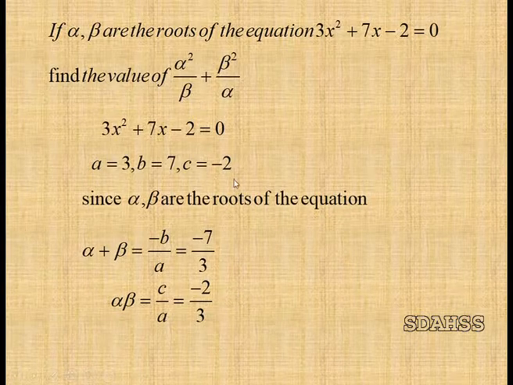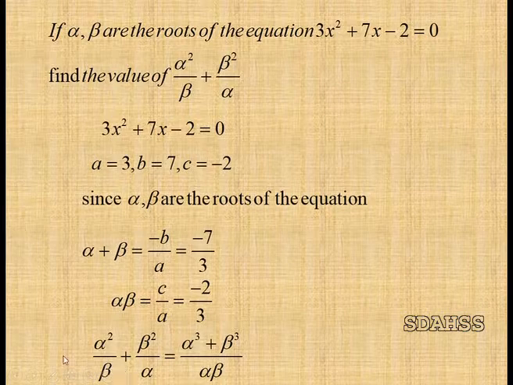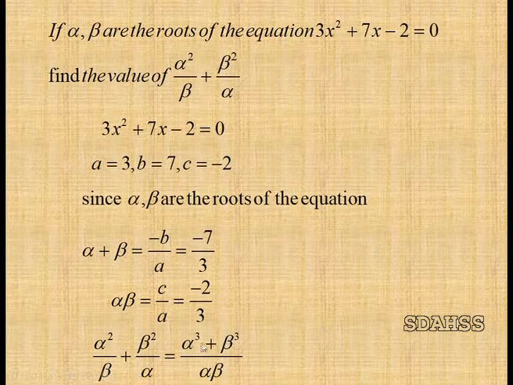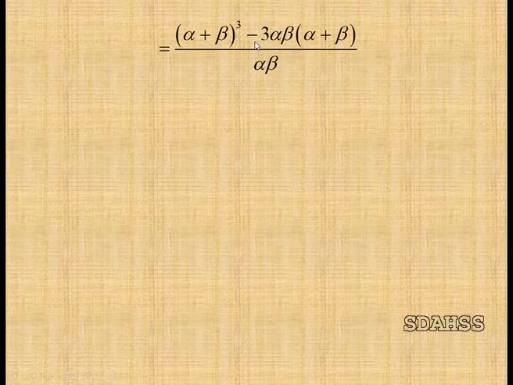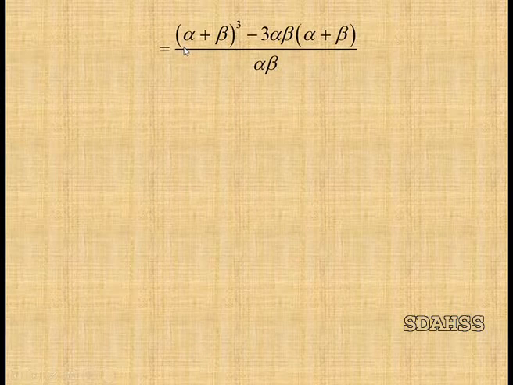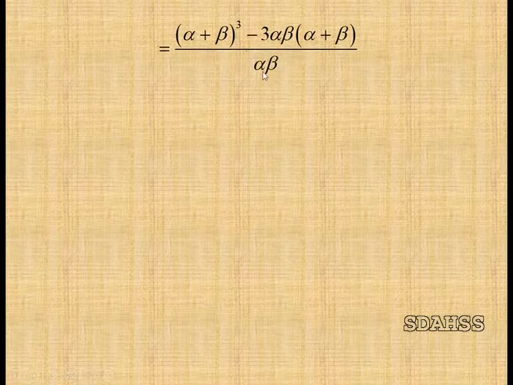Actually, we want to find alpha²/beta + beta²/alpha. Here alpha beta is the LCM. Cross multiply, so you will get alpha³ + beta³. This is the form of a³ + b³. We know that a³ + b³ is (a + b)³ - 3ab(a + b). So alpha³ + beta³ can be written as (alpha + beta)³ - 3 alpha beta (alpha + beta), divided by alpha beta.